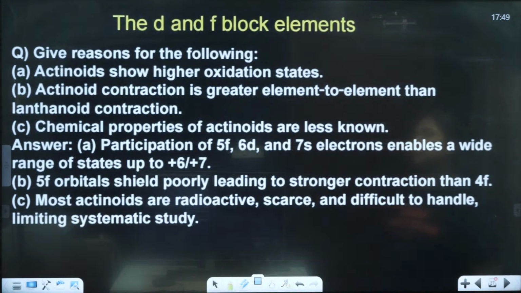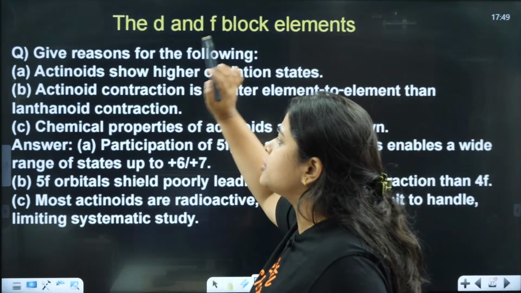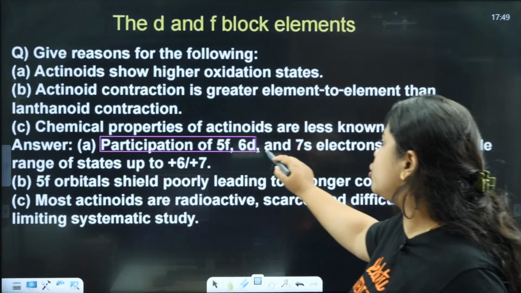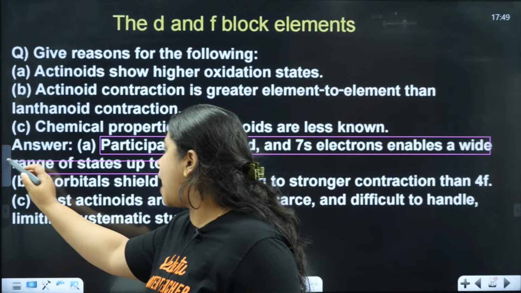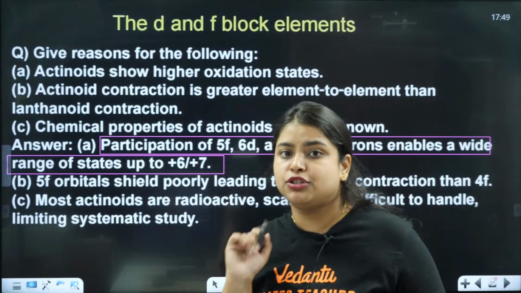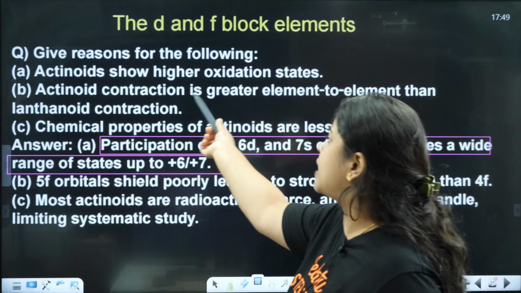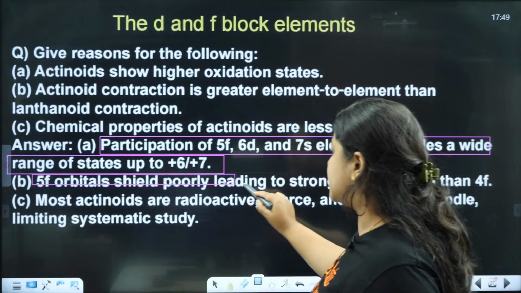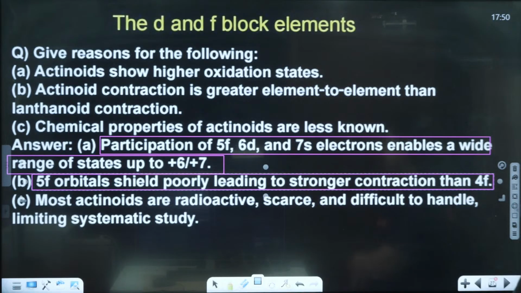Clear? Next one, give reasons for the following. First one: actinides show higher oxidation states. The participation of 5f, 6d, 7s electrons enables a wide range of oxidation states, up to +6 and +7. Also, 5f orbitals shield poorly, so actinoid contraction is greater than lanthanoid contraction, leading to stronger contraction than 4f.